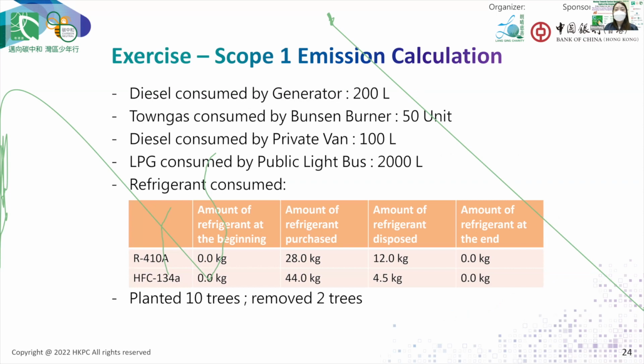I know the principle may seem complicated, so I would like to share an example case for you to know how the calculation works. Here is an example where we have recorded fuel consumed by various usages and activities, including the generator, a Bunsen burner, some private fans and public light bulbs. Then we have records of the refrigerants consumed. In the school we have consumed R410A and HFC134A, and their amounts are listed here accordingly. The school has planted 10 trees and removed 2 trees within the reporting period. I can leave you some time to think about how to work out the scope 1 emissions.